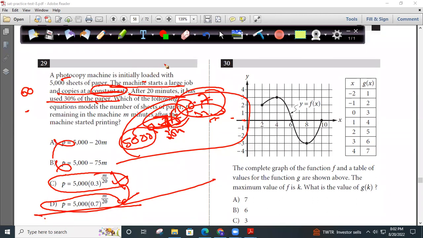So it is working at a constant rate, but it is working on the papers that are remaining. It is not using the same number again and again. So definitely it is an exponentially decreasing function because it is not using 1500 papers every time. If it were using the same 1500 papers every time, then it would be a linear decrease. So D for Delhi should be my answer.